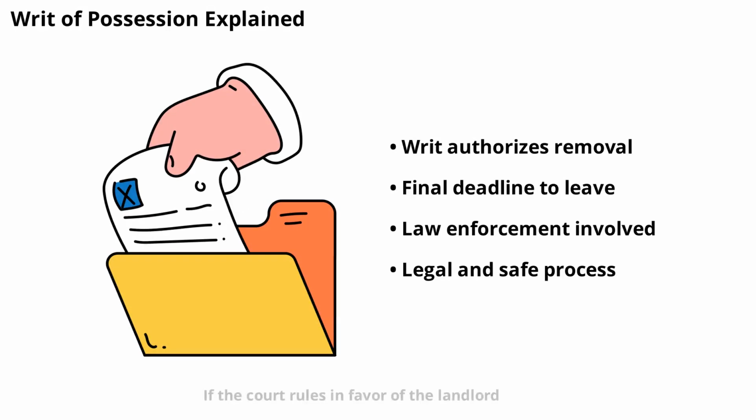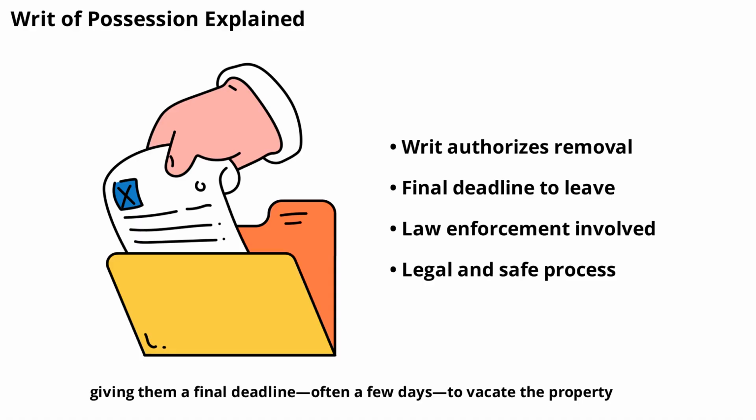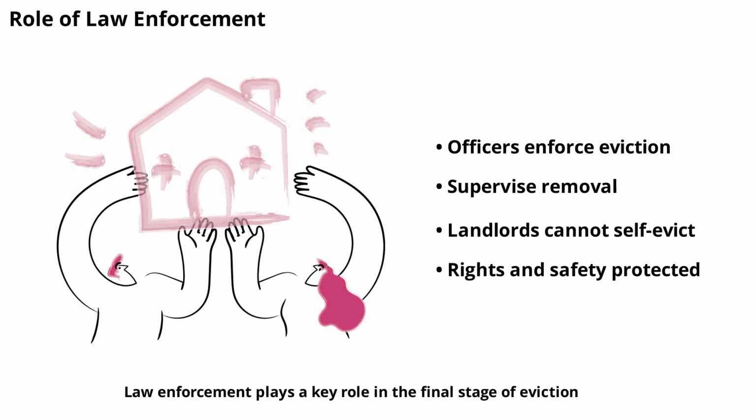If the court rules in favor of the landlord, a writ of possession is issued. This legal document authorizes law enforcement to remove the tenant if they don't leave voluntarily. The writ is usually delivered to the tenant, giving them a final deadline, often a few days, to vacate the property. If the tenant still doesn't move out, the sheriff or another official will carry out the eviction. This step ensures the process is handled legally and safely. Law enforcement plays a key role in the final stage of eviction.